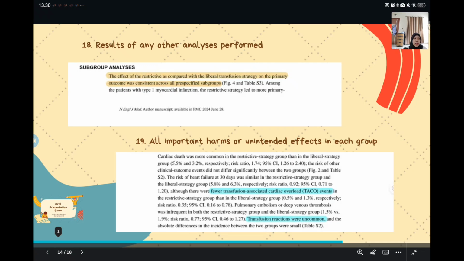The article also shows the harms. Transfusion reactions were rare. Fluid overload was more common in the liberal group. There are also subgroup analyses. For example, in type 1 heart attack, the liberal group did better.